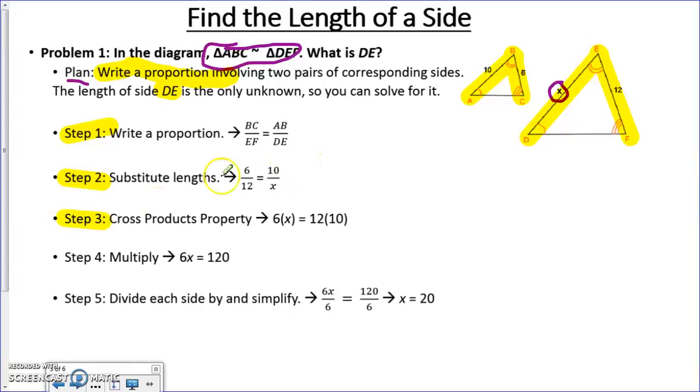Once you have the proportions set up, you can just use the cross products property to solve for x. 6 times x equals 12 times 10. Multiply. 6x equals 120. Divide each side and simplify, and you get x equals 20. Always go back and answer the question, because the question was asking you what is side length DE, so you can simply write out side length DE is 20.